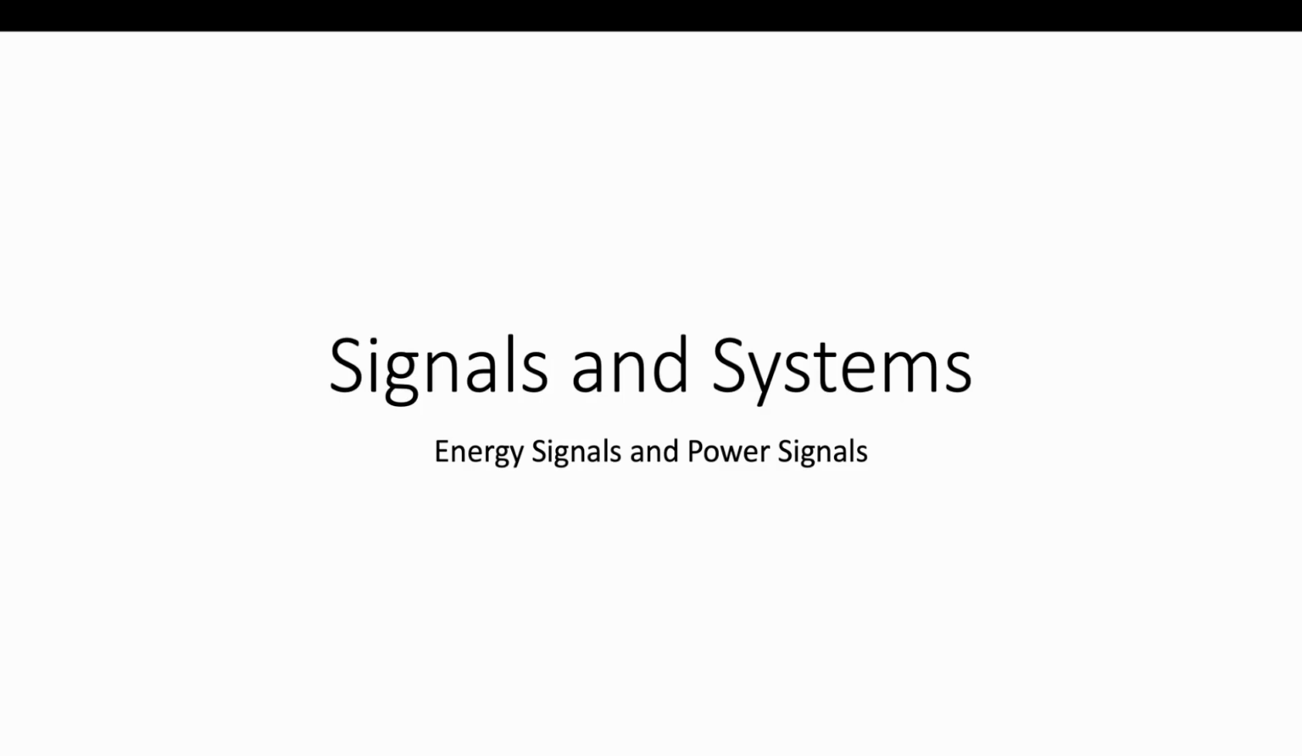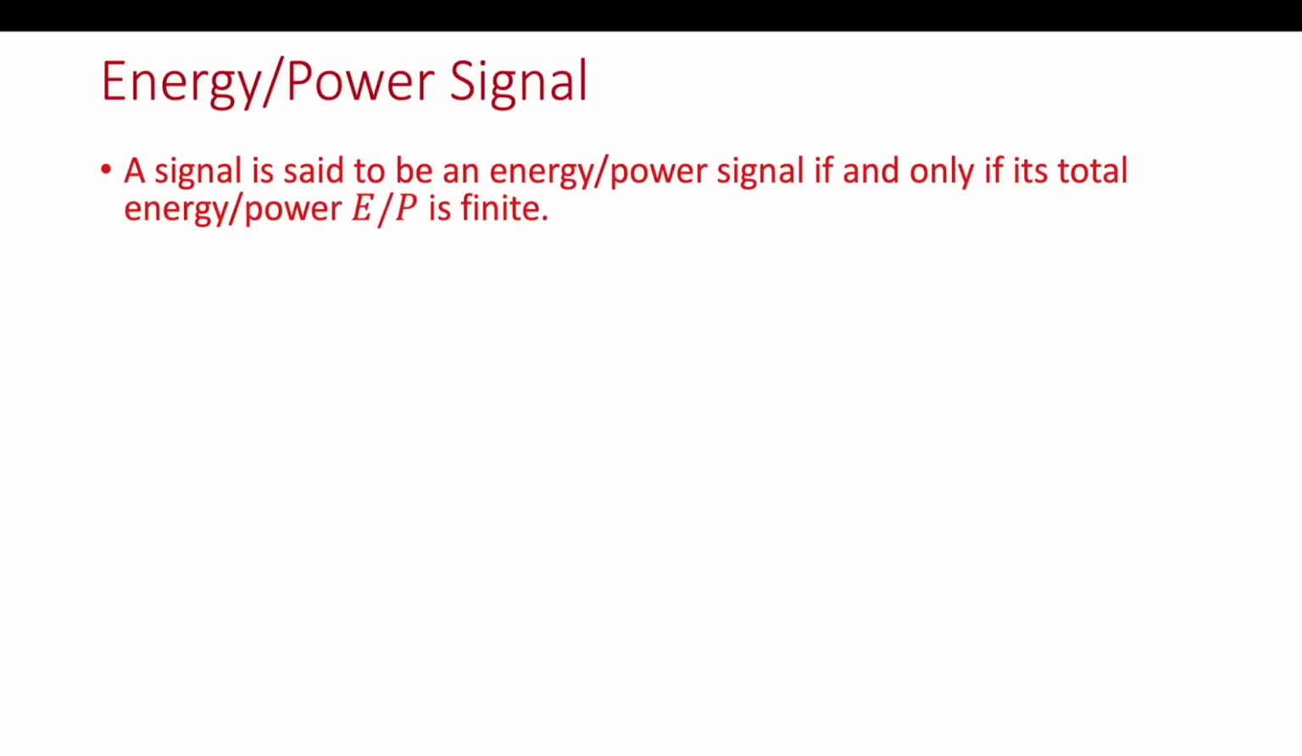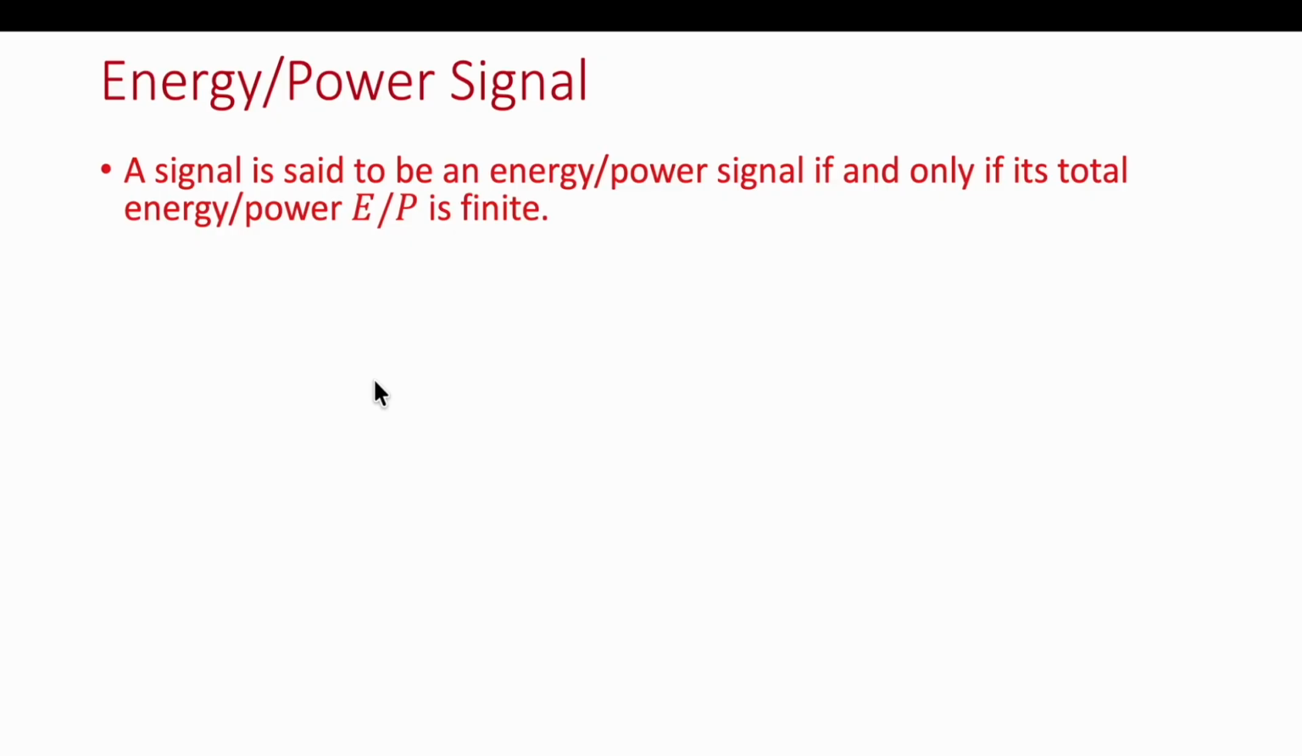In this video, we will discuss signals and systems, and how we can say whether a signal is an energy signal, a power signal, or neither a power signal nor an energy signal. The definition is that a signal is said to be an energy or power signal if and only if its total energy or power is finite.